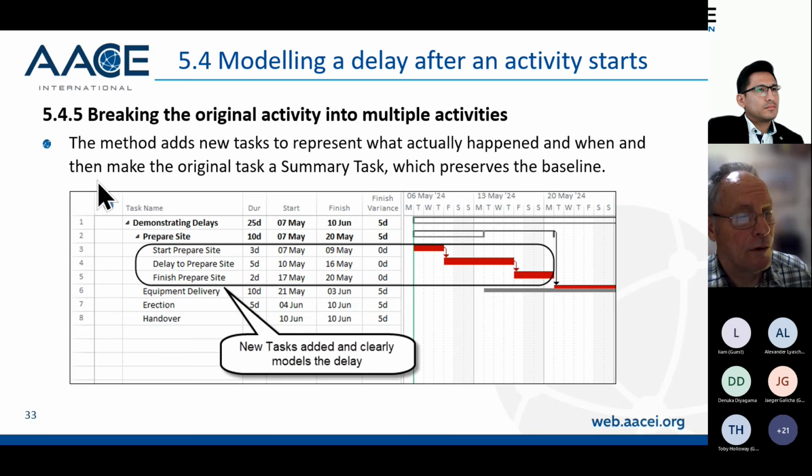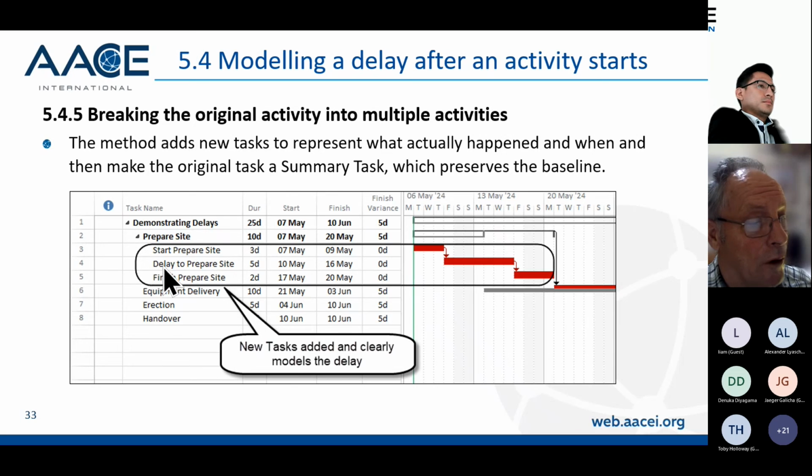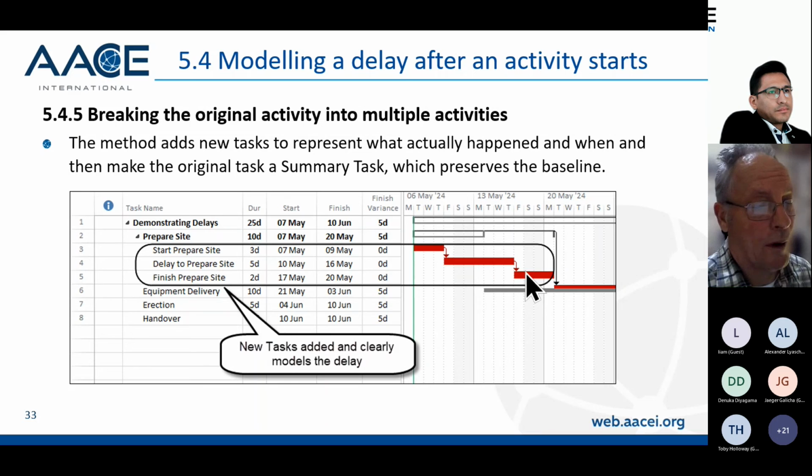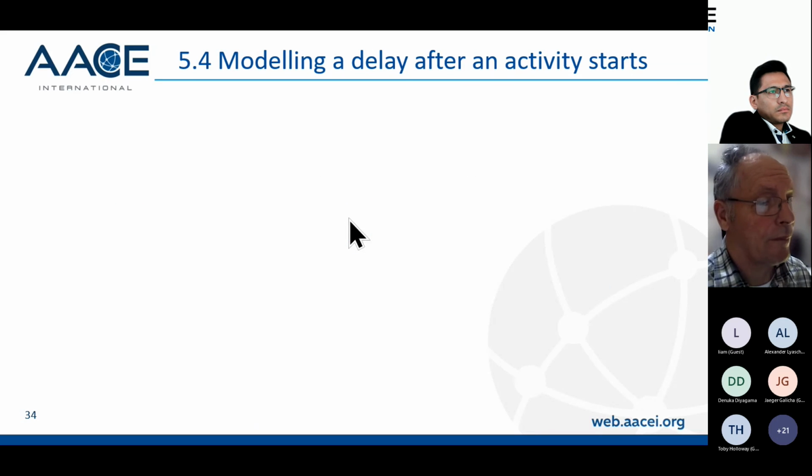The final method that you can use is to add new tasks to represent what actually happened and make the original task a summary task. So we've got prepare site. I've made it into a summary task. I've broken it into start prepare site, I've got delay the prepare site, and then I've got finish the prepare site. So what you can do is make the original task into a summary and add multiple tasks underneath.